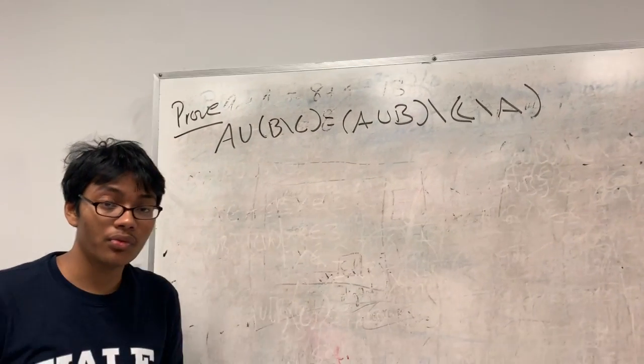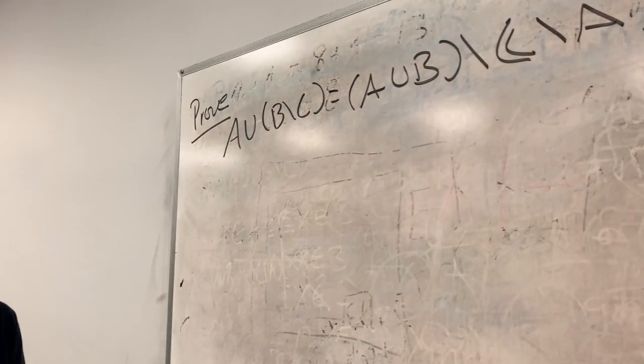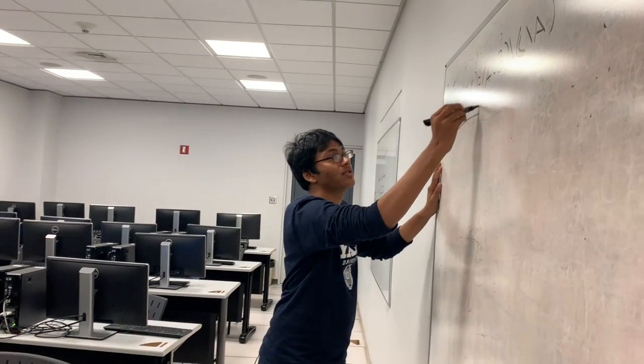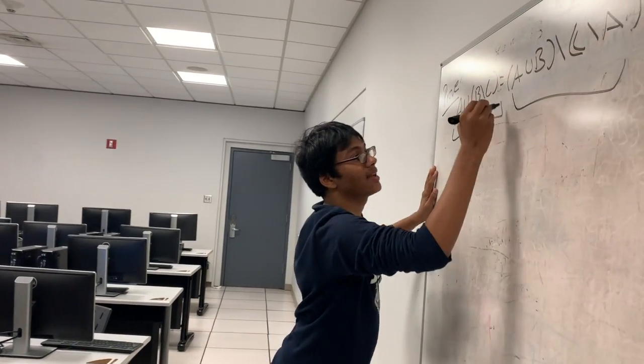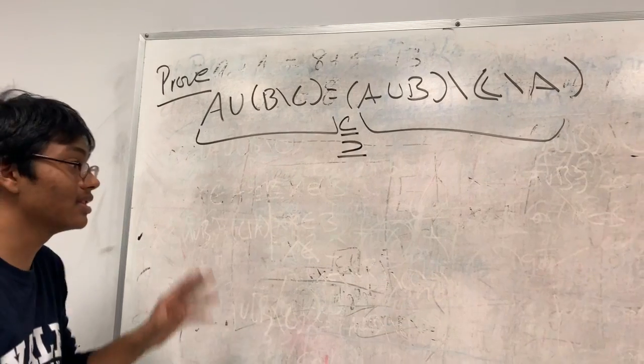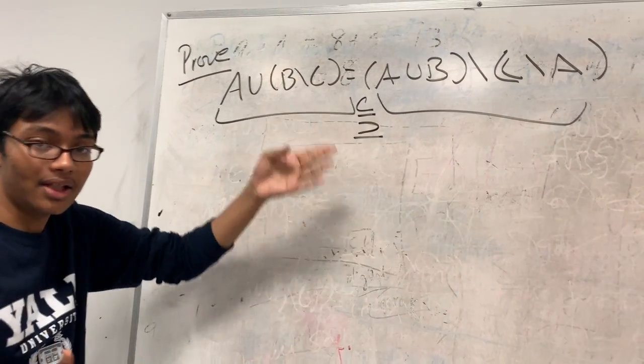So in set theory, when we want to prove that two things are equal to each other, in particular when we want to prove two sets are equal to each other, we have to prove the following. We have to show that the left side is a subset of the right side, and we have to show that the right side is a subset of the left side. When we do that, we prove that they're equal to each other.